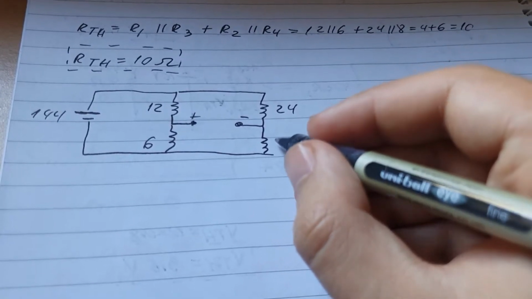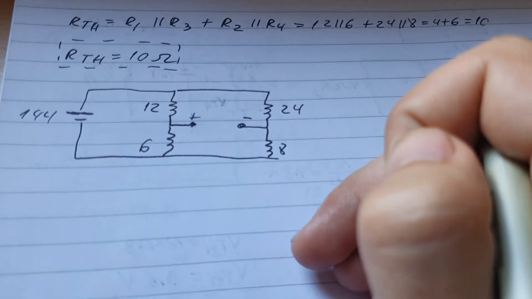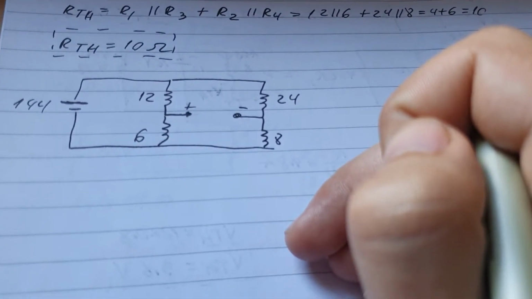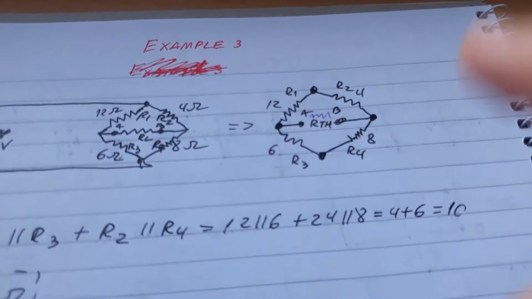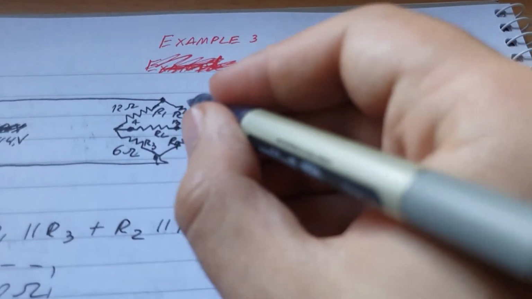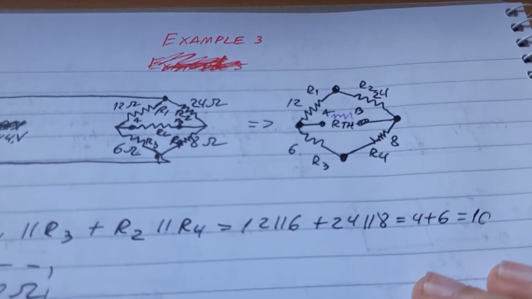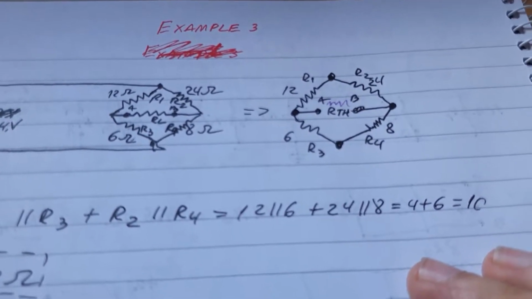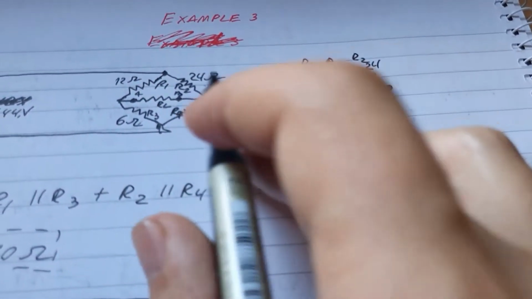wait a second. Did I use 24? Oh yeah, I did use 24, didn't I? I'm sorry. This one is meant to be 24, and this one is meant to be 24 as well. I don't know how I missed that, to be honest. Sorry about that. That is supposed to be 24 ohms.